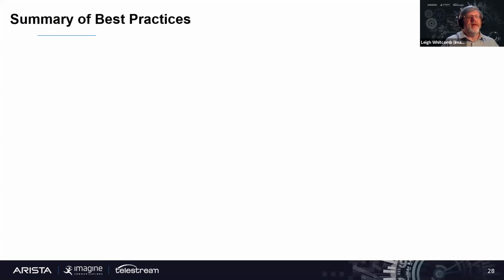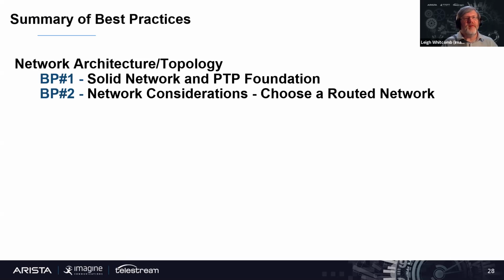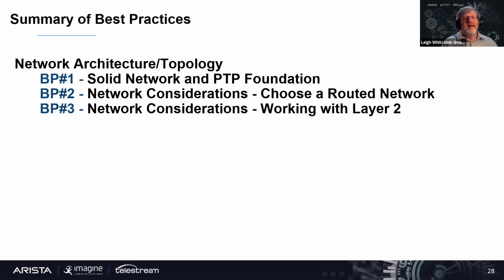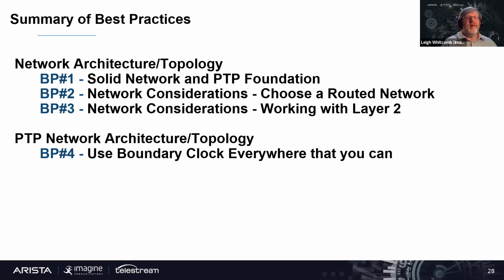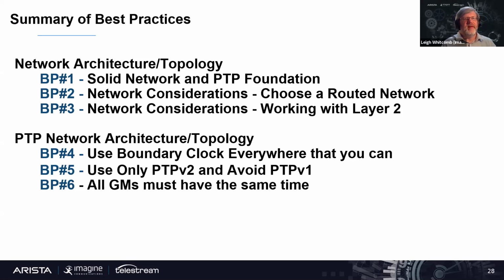Okay, so just to review here. We have our best practice number 1, start with a very solid network foundation. Best practice number 2, you want to use a routed network wherever possible. If you can't do a routed network with layer 2, note that there are some things you want to be very cautious of with layer 2 networks. From a PTP architectural point of view, you want to use boundary clocks wherever you can. You want to use PTP v2 and avoid v1 if you can.